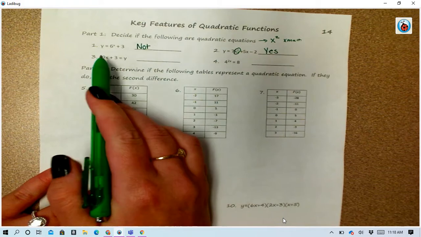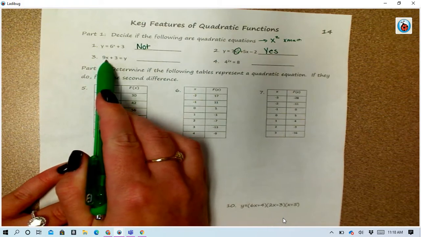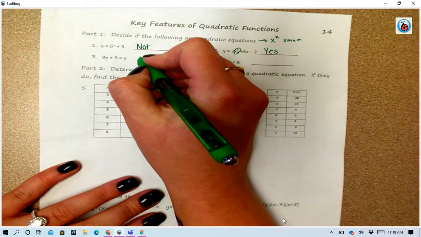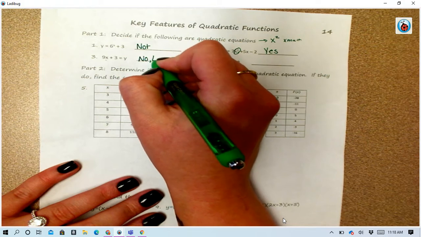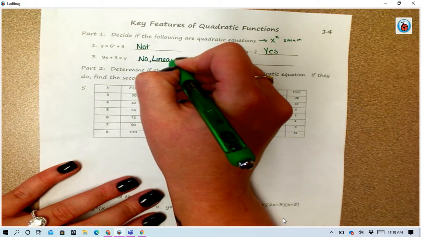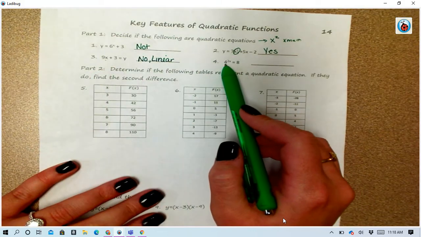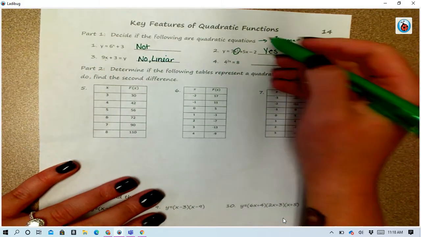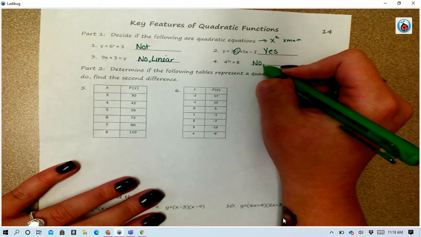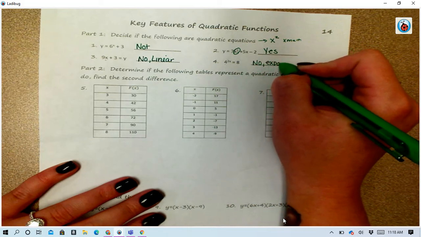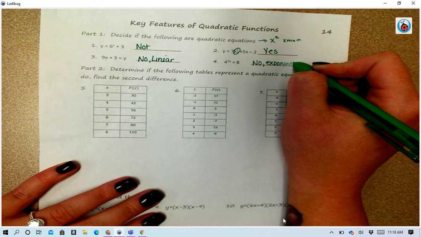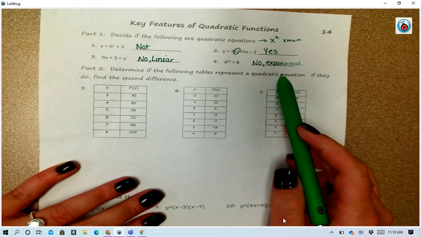Number 3, we only have a single x, it's not squared. This one is actually linear, because you could graph a line. And then number 4 also has an x as the variable, so this is not quadratic. And we're going to talk about this later, but you might know the vocabulary that it is exponential.